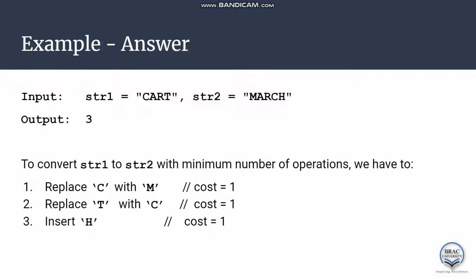Next, we see another answer where we only perform 3 operations, such as replacing C with M, replacing T with C, and inserting H to change cart to March. The output is 3 and hence the minimum cost is found.